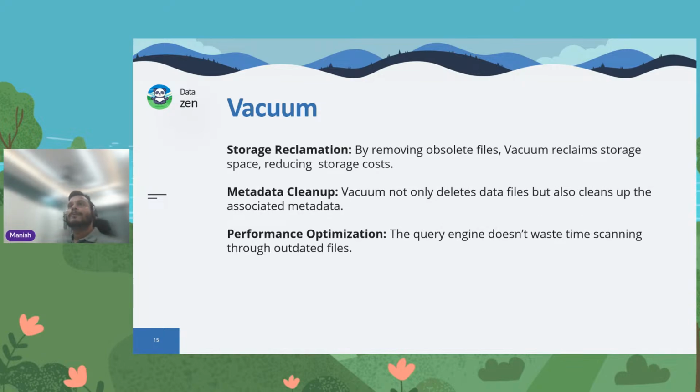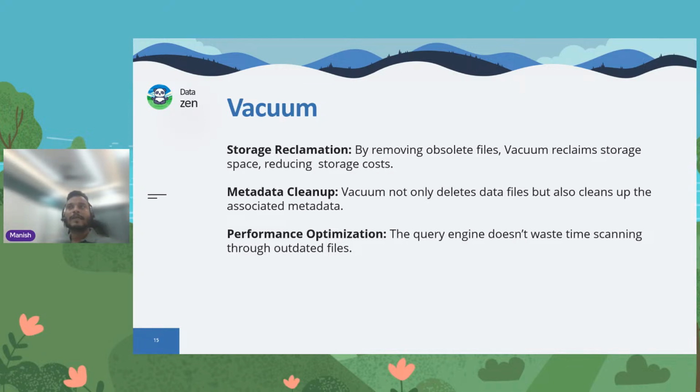With the help of vacuum, basically you can get three benefits. The first one is storage reclamation. That means over a period of time, your storage will have multiple files. With the help of vacuum, you can delete those files, save your storage cost, and save your query execution cost while scanning the files.